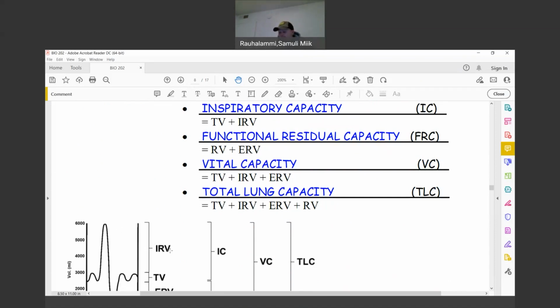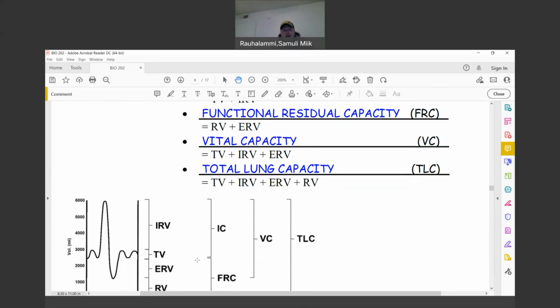If we talk about our functional residual capacity, well, it gets calculated by adding together our RV, which was our residual volume, you remember that air that never left or goes anywhere, and our expiratory reserve volume, ERV. So the amount of air that can be forcefully breathed out. If you add the RV and ERV, that gives you the functional residual capacity.